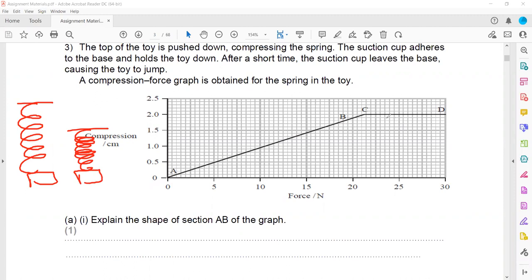So why is the section CD not changing in size? The reason is that it shows that the spring is fully compressed. It cannot be further changed.